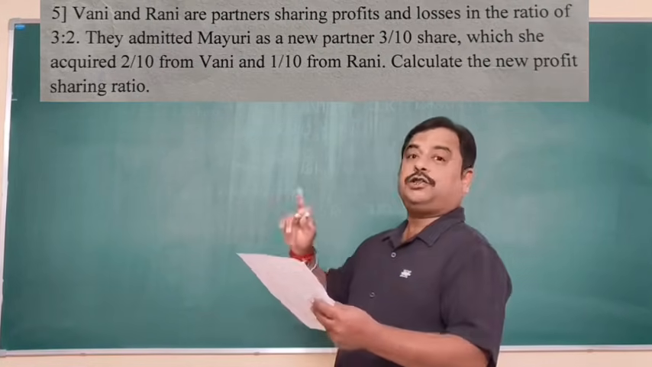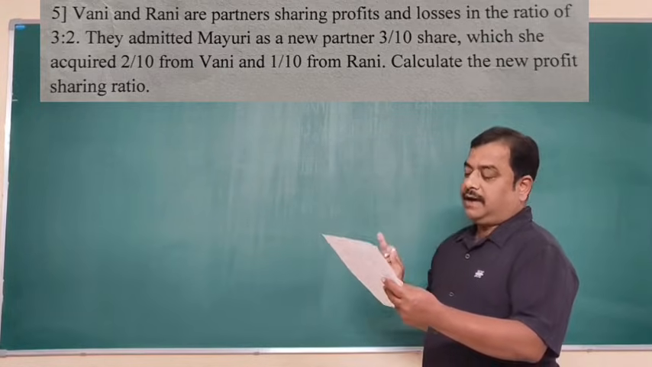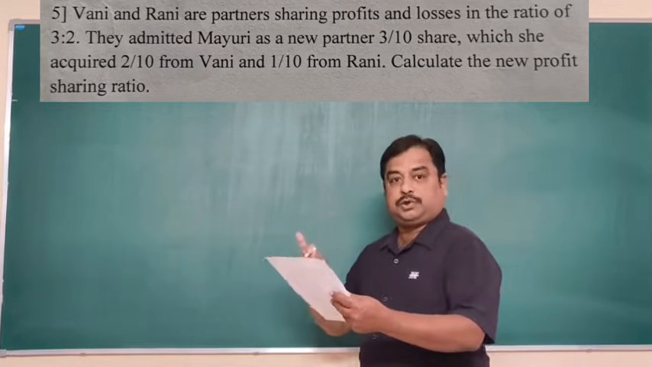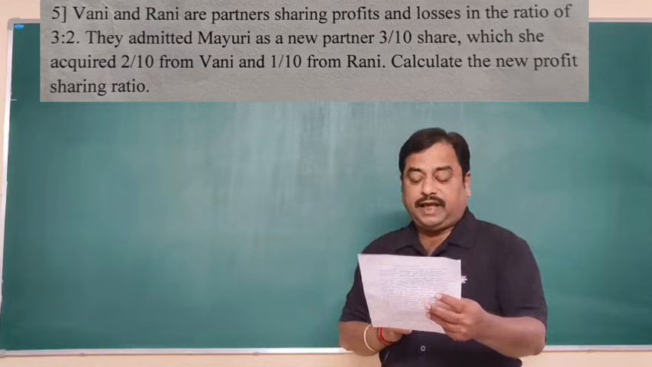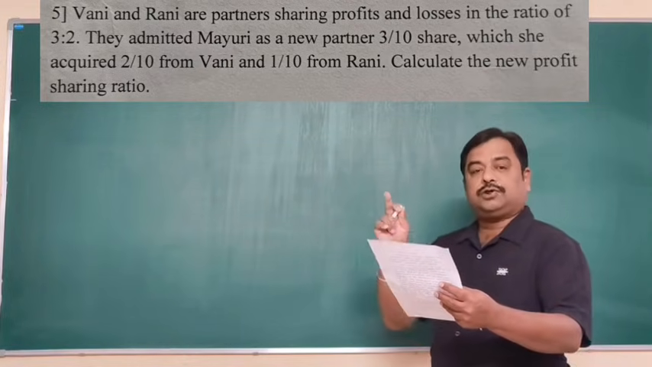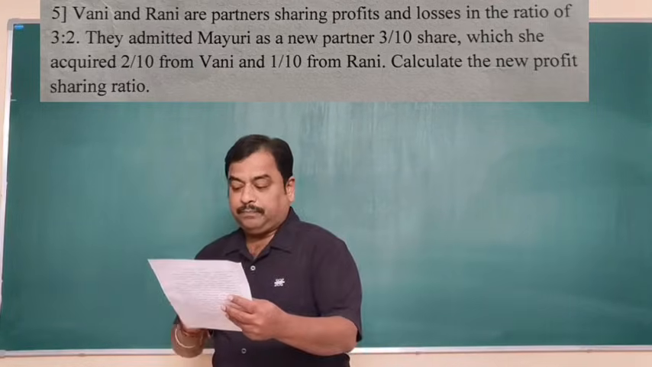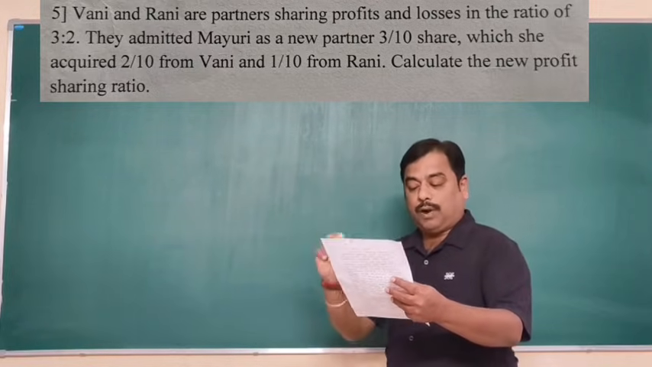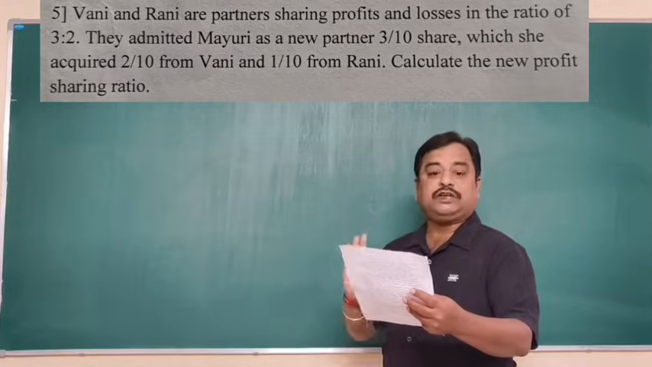Okay students, moving on to the next question. Vani and Rani are partners sharing profits and losses in the ratio of 3:2. So what is this? Old ratio. They admit Mayuri as a new partner for 3/10 share. So the new partner is Mayuri, and what is her share? 3 by 10, which she acquired 2 by 10 from Vani and 1 by 10 from Rani. Calculate the new profit sharing ratio.